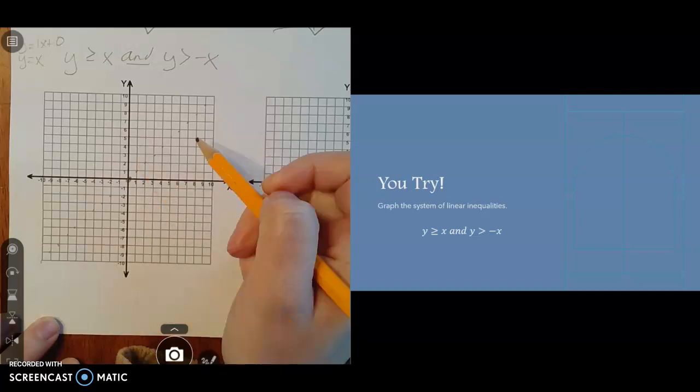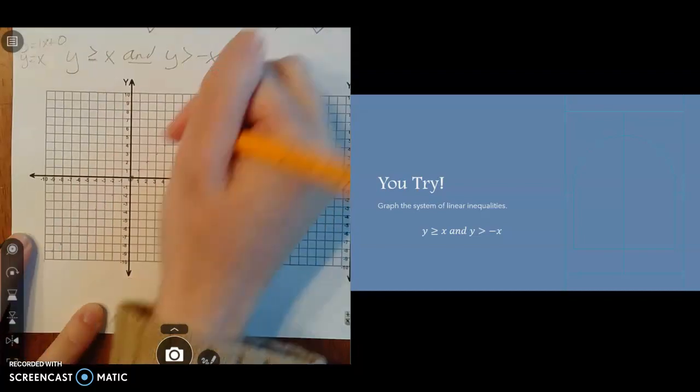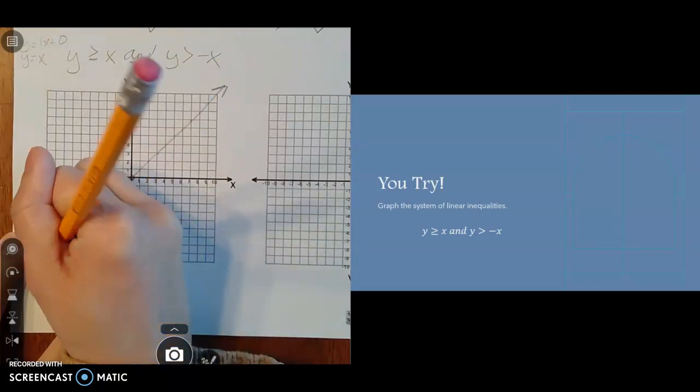Since it's an or equal to, we'll use a solid line. Okay, I think I can connect the dots in a relatively straight way. Here we go. There's our nice solid line.